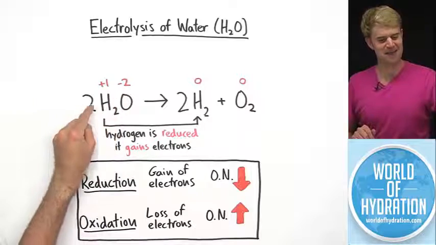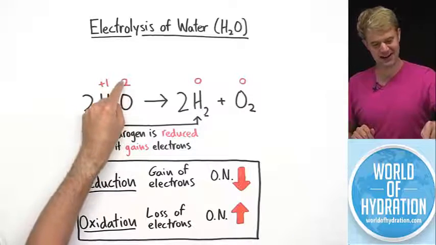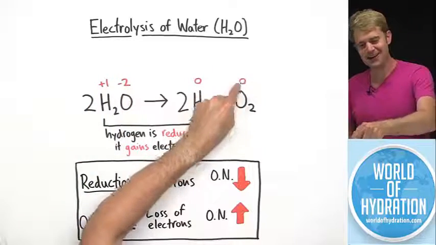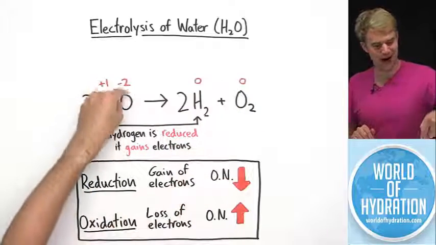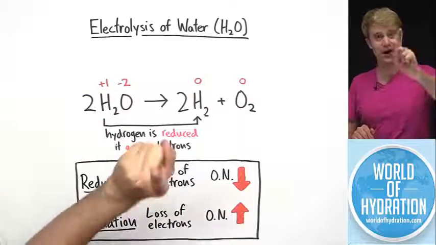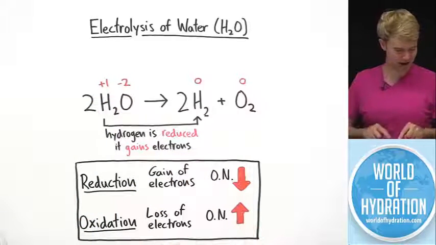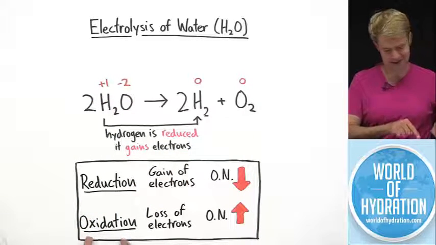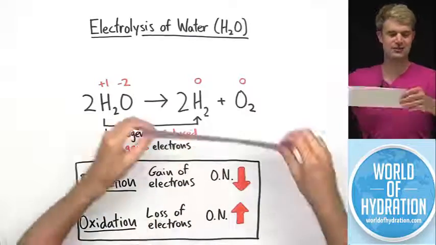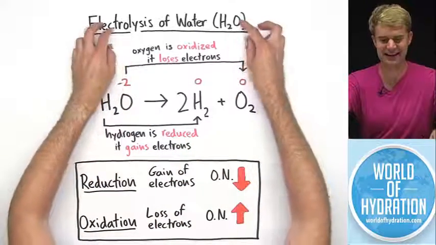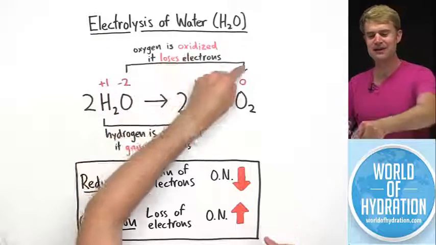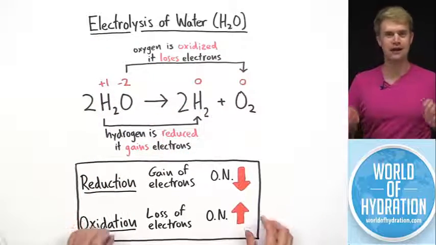Oxygen over here is -2, and then on the right side of the equation, it is 0. So oxygen's oxidation number is going up from -2 to 0. Oxidation number going up. That means it is undergoing oxidation, which is loss of electrons. So oxygen is being oxidized. It is losing electrons here.